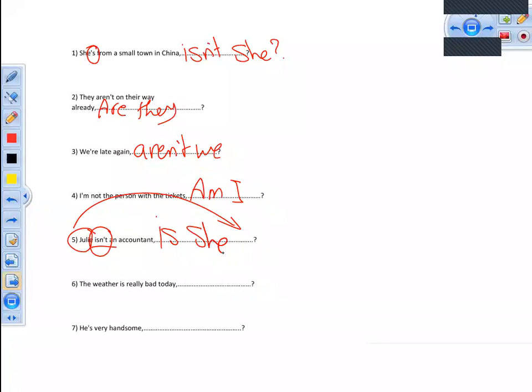Miss Hoda, I'm glad to see your hand is raised. Okay. Judy, in this sentence, we found that Julie isn't an accountant. Julie is a girl. We don't add the name of the person, we add a pronoun. This is number one. If we have a negative form, isn't, we flip it into affirmative. If we have affirmative, we flip it into negative. Okay.